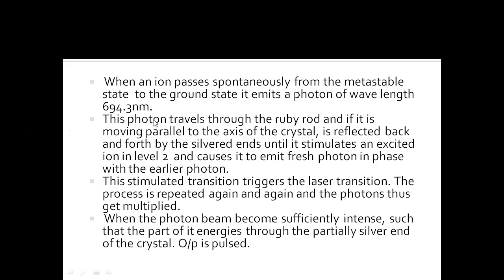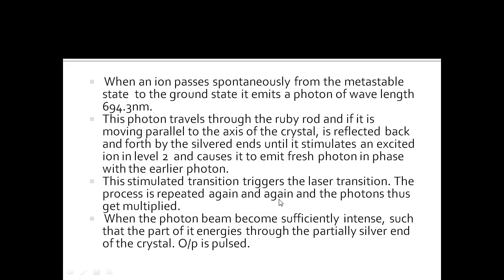So this photon, which has been released spontaneously, travels through the ruby rod, and if it is moving parallel to the axis of the crystal, it is reflected back and forth by the silvered ends until it stimulates an excited ion in level 2 and causes it to emit a fresh photon in phase with the earlier photon, which means that stimulated emission happens. This stimulated transition triggers the laser transition, and the process is repeated again and again.